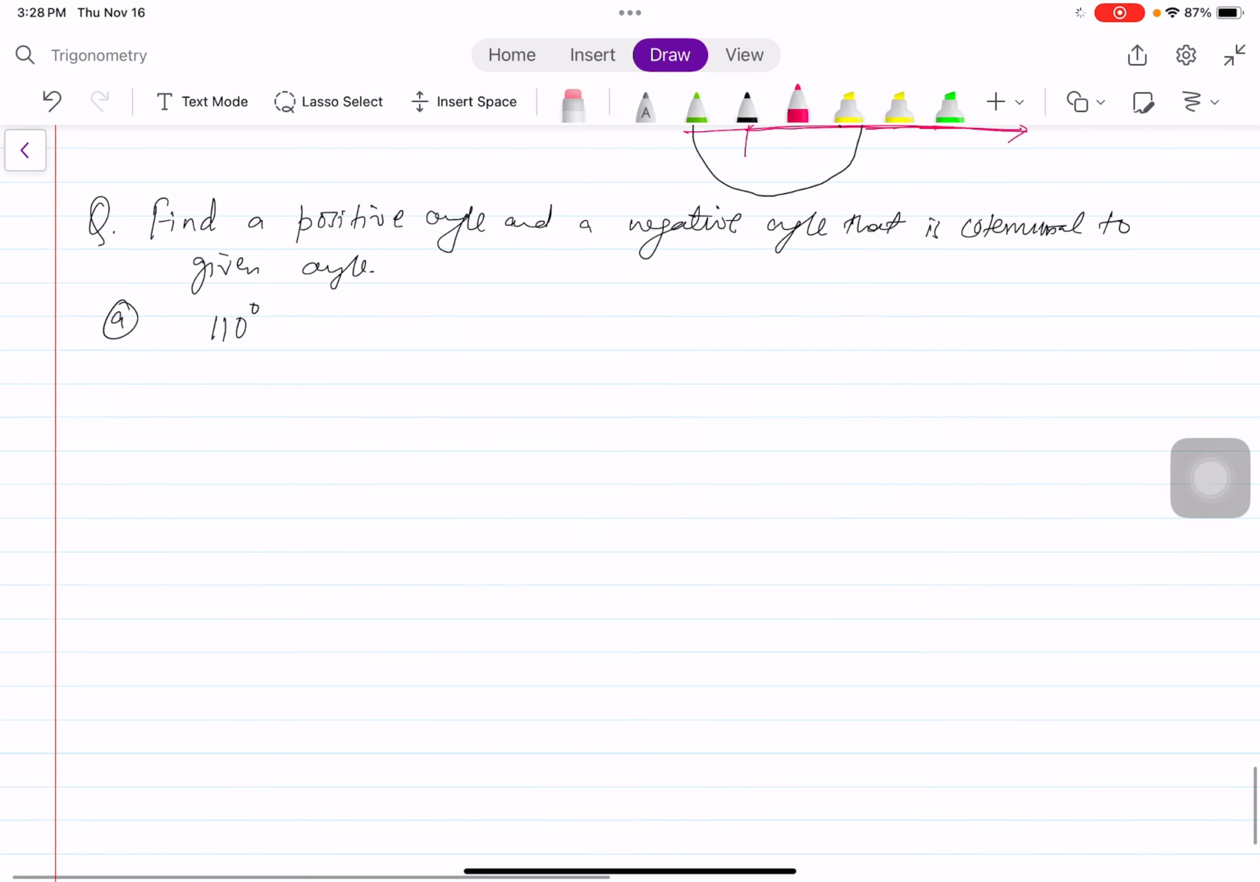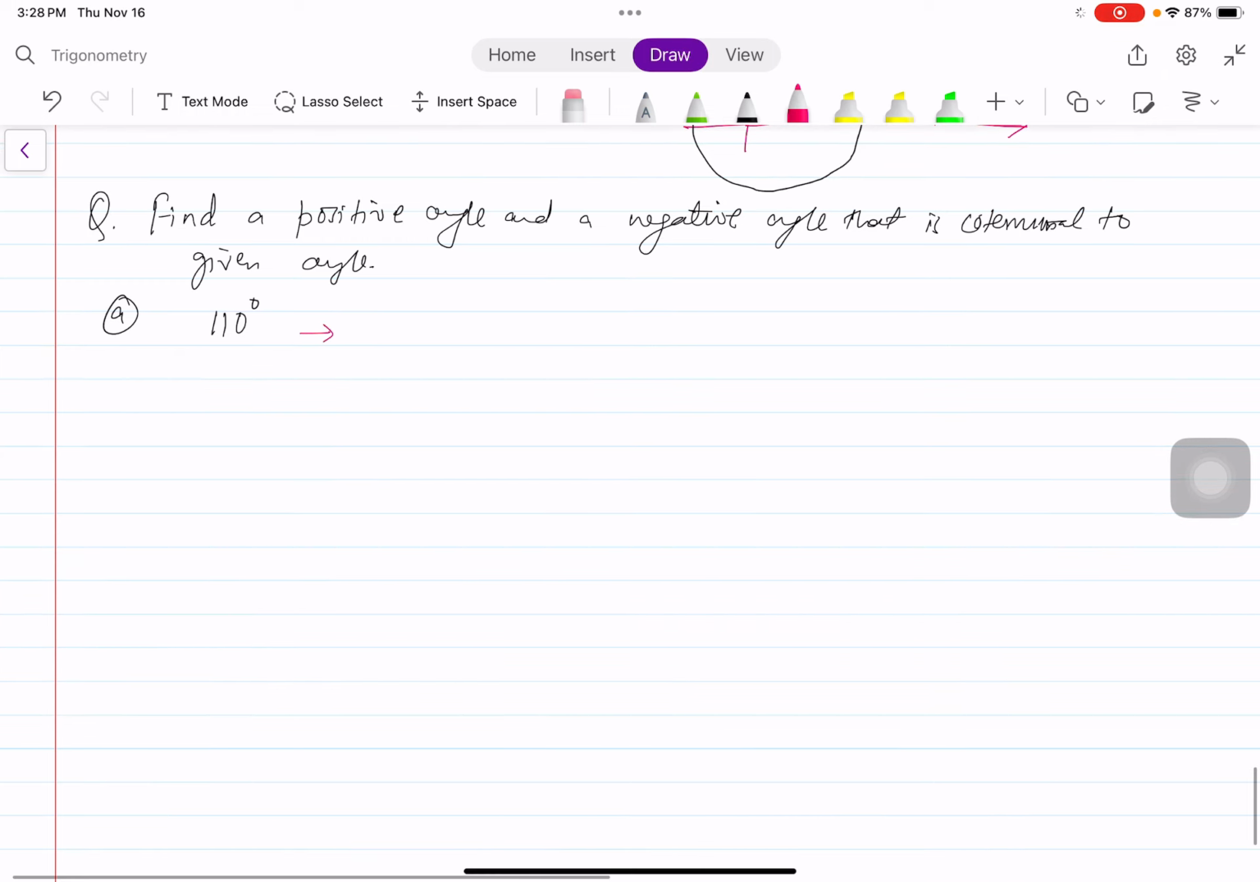So how to solve this problem? Since the difference should be 360 degrees, one angle coterminal to this can be obtained by adding 360, which is 470 degrees, and another can be obtained by subtracting 360 degrees, which is negative 250 degrees. So these two are also coterminal to each other.